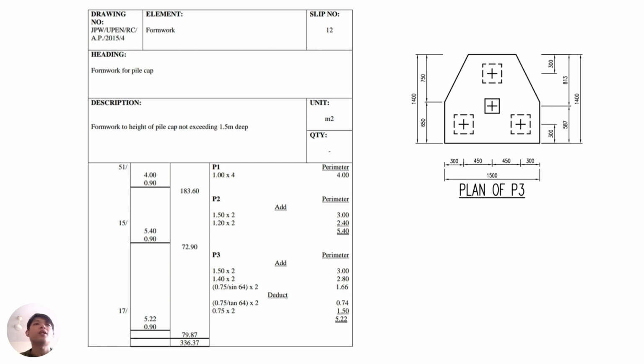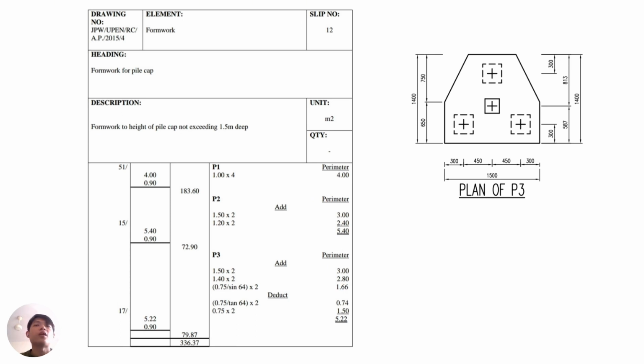We first calculate the perimeters, then multiply by the height of the pile caps and multiply by the number of each pile. Then for P3 and P7, because the shape is special, we need to calculate again. For the perimeter of P3, first I assume that it's a rectangle. So I write here 1.5 times 2 plus 1.4 plus 2 times 2. Then because it is a perimeter, we need to consider the flanked length of P3. The flanked length is equal to 0.75 over sine 64, but because there are two flanked lengths, we need to times 2.